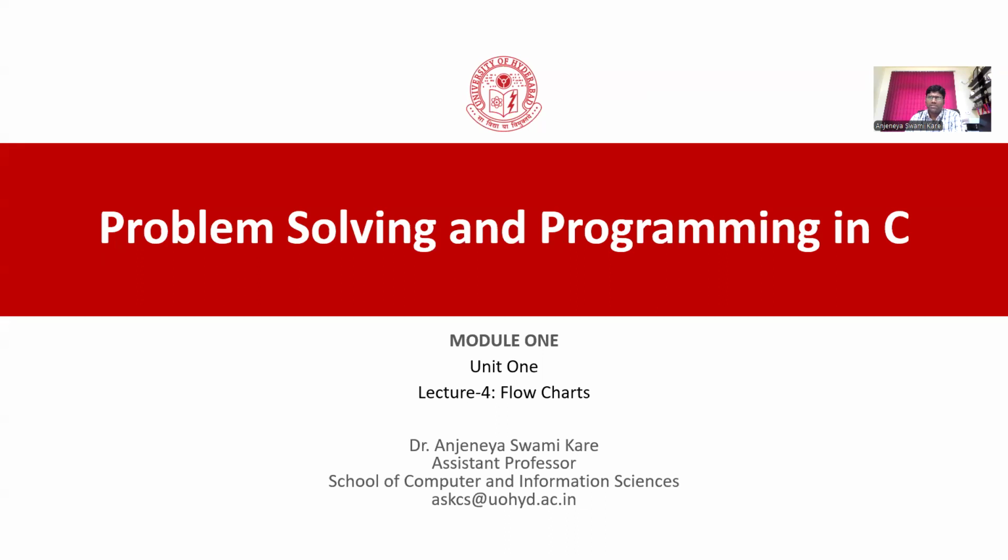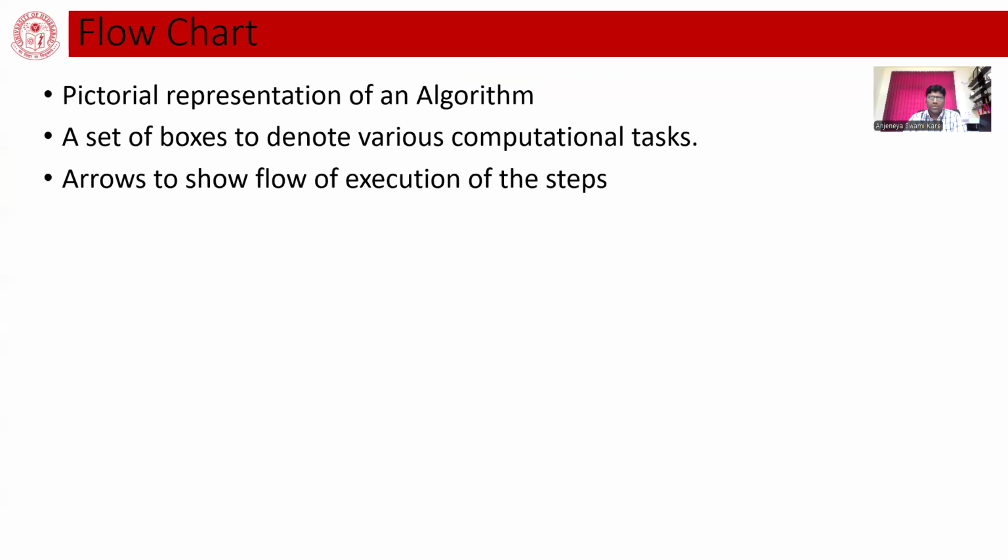Flowcharts are basically a diagrammatic or pictorial representation of algorithms. So in this lecture, first let us try to understand what a flowchart is. A flowchart is basically a pictorial representation of an algorithm: a set of boxes to denote various computational tasks and arrows to show the flow of execution of the steps.